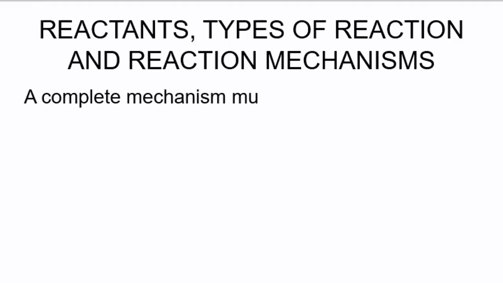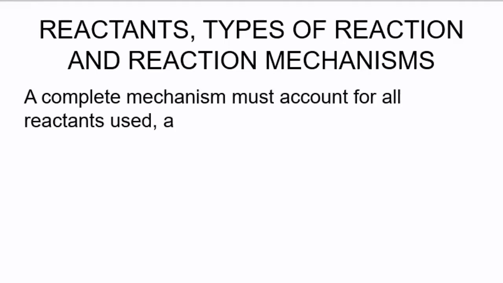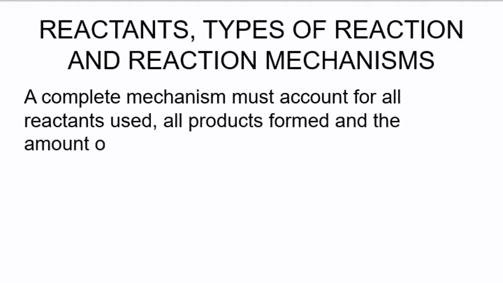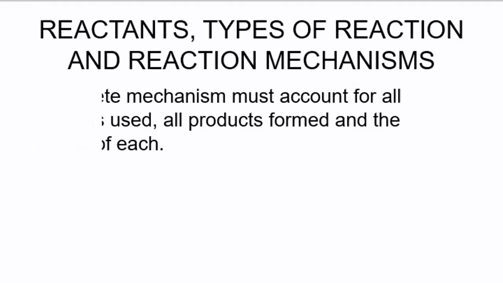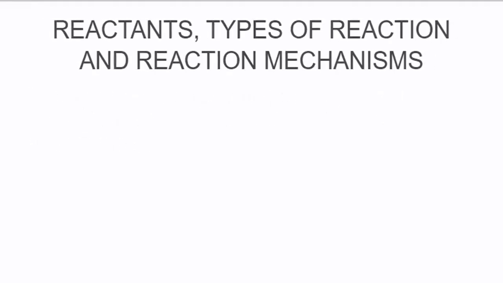So a complete mechanism must account for all reactants used, all products formed, and the amount of each. So let's look at the two ways of bond cleavage. So the two ways of bond cleavage we have, number one, is homolytic cleavage. And then we have the next, which is heterolytic cleavage.